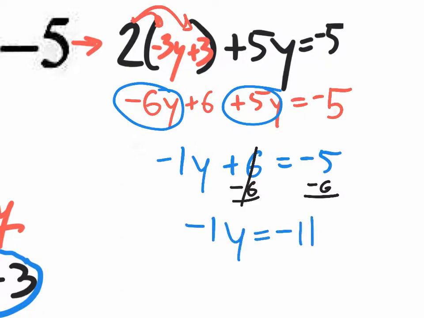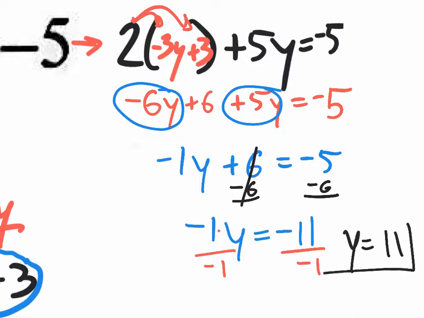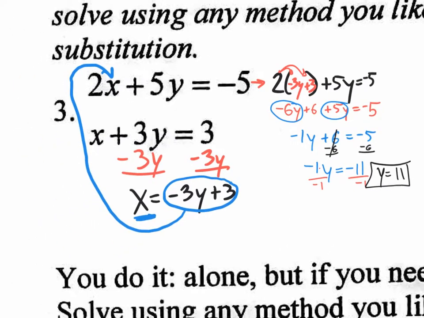Final step would be to get rid of that negative 1 that's being multiplied by y by dividing by negative 1, dividing by negative 1. So y equals positive 11. We have one answer, we need the other. So we're going to take that y value of positive 11 and plug it into the bottom equation right into y. Why? Because y equals 11.